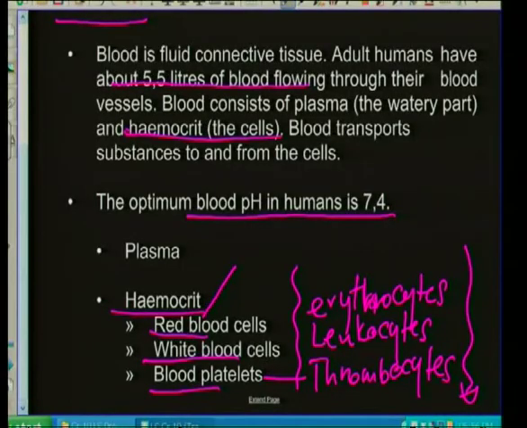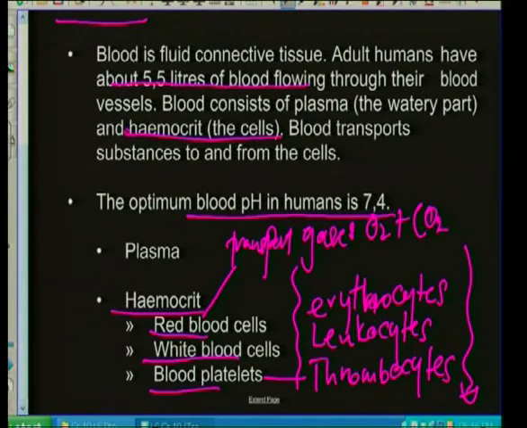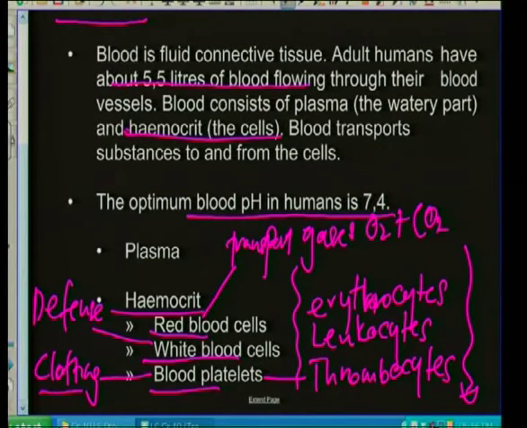For example, the red blood cells transport the gases, oxygen and carbon dioxide. The white blood cells are involved in defense of the body. The blood platelets are mainly involved in clotting of the blood when bleeding occurs, so that the blood becomes thicker and it forms a scab, so that the blood stops flowing and you lose less blood.